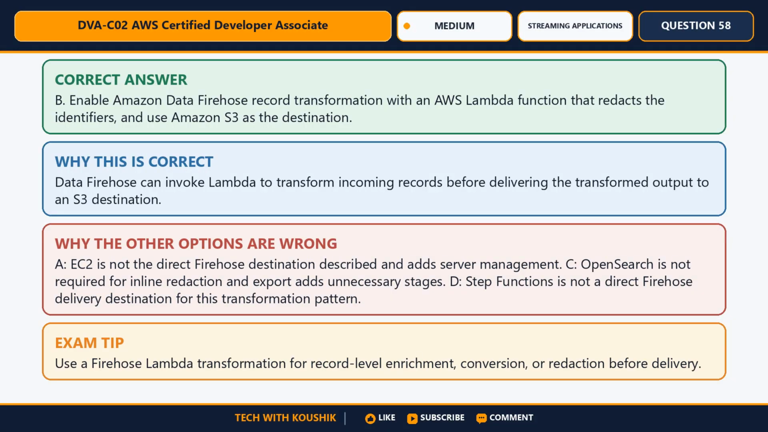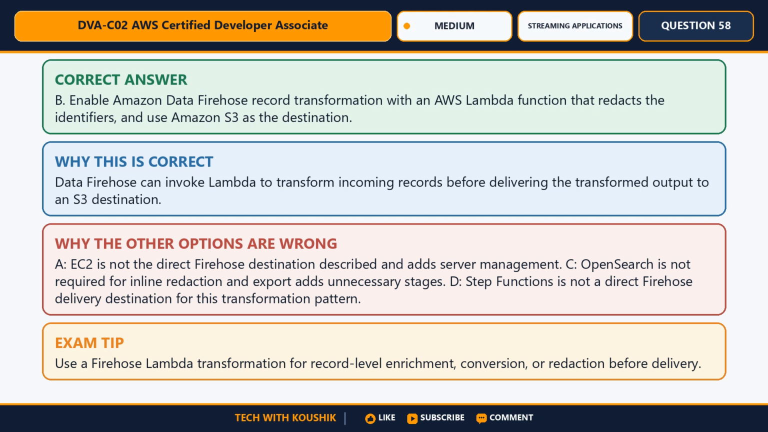The correct answer is B, enable Amazon Data Firehose record transformation with an AWS Lambda function that redacts the identifiers, and use Amazon S3 as the destination. Here is why. Data Firehose can invoke Lambda to transform incoming records before delivering the transformed output to an S3 destination. Why are the other options not correct?